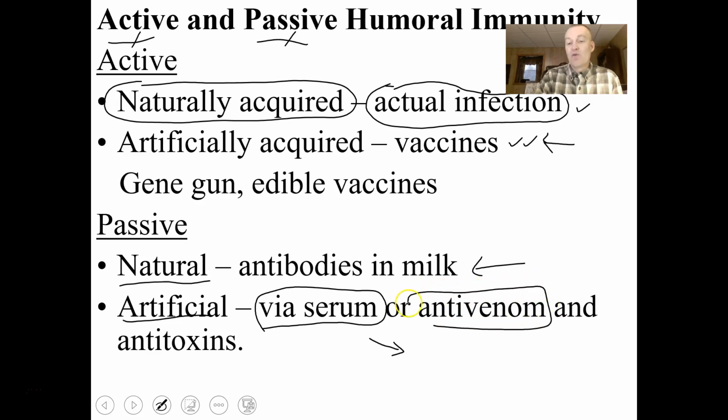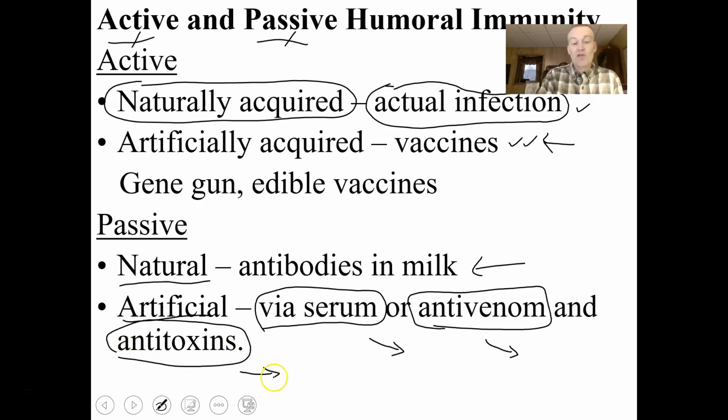Antivenom is where we harvest the plasma from animals that have been injected with various kinds of antigens, and we harvest the antibodies from their plasma, and then we inject that into people, and that's how antivenoms are created. Antitoxins are the same kind of way.